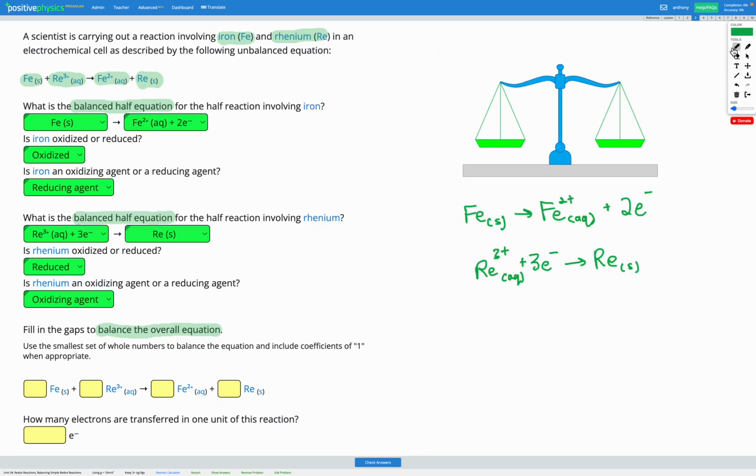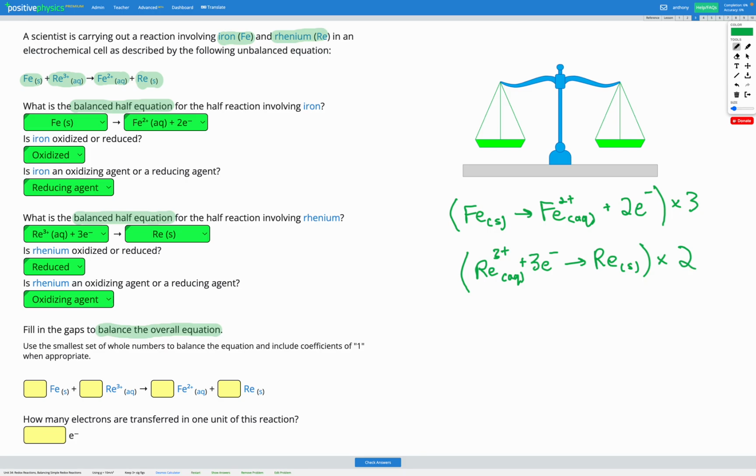So in our iron equation, we've got 2 electrons on the right-hand side. In our rhenium equation, we've got 3 electrons on the left-hand side. We need the number of electrons to cancel out so that the number of electrons on the left and right are the same. Our smallest common multiple of 2 and 3 is going to be 6. So we're going to need to have 6 electrons on the right and 6 on the left. So for our iron equation, we're going to need 3 sets of that because we currently have 2 electrons. So we need to multiply that by 3 to get to 6. And for the rhenium equation, we currently have 3 electrons. So we're going to have to multiply that by 2 so that we end up with 6 electrons in total.